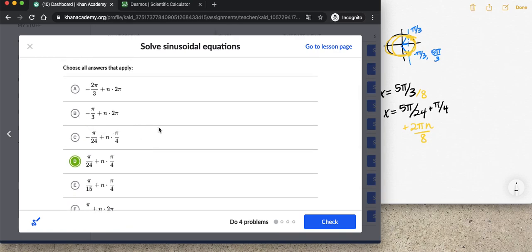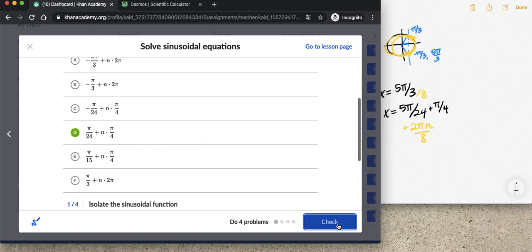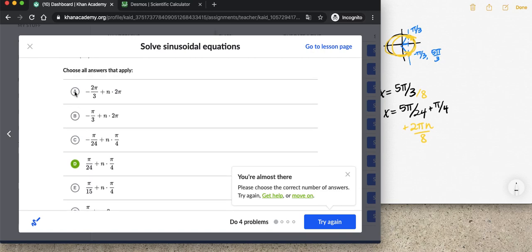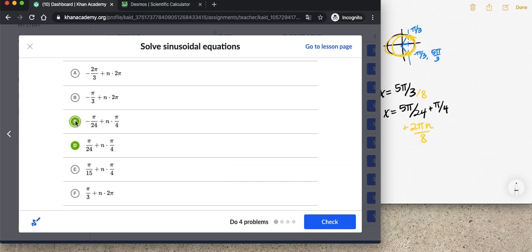And I think that's all. Let's double check. It looks like I missed one. So, here we go. I forgot the negative version. If we called this negative pi over 3, we could have called this one right here also negative pi over 3 because those are coterminal angles, which means this would have just been a negative pi over 24.